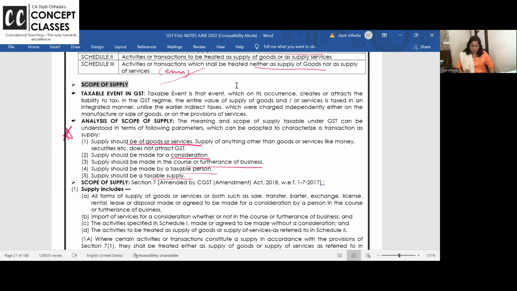Sure. Supply should be of goods or services. It should be for consideration. If there is no consideration, what will you charge GST on? GST is 18%, but transaction value is 0, so how are you going to charge? Supply should be made in course of furtherance of business. Supply should be made by a taxable person. Supply should be a taxable supply.